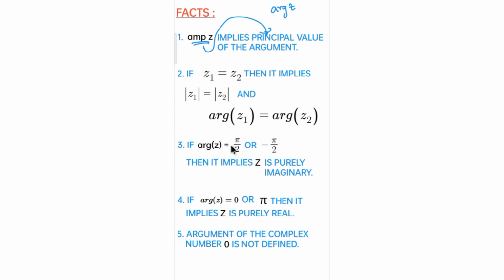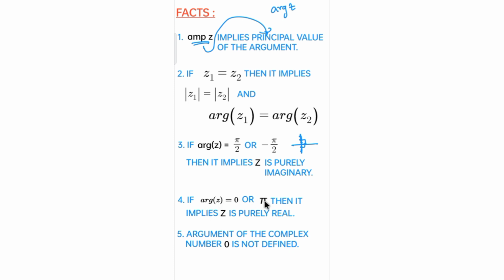Third point, if argument of z is equal to pi by 2 or minus pi by 2, fine. So the angle which the line is making with the positive x-axis is pi by 2 or minus pi by 2, then it means that z is purely imaginary, isn't it? So if we just take a coordinate axis in this way, and only the y-axis makes pi by 2 or minus pi by 2 with the positive x-axis, that means our complex number lies on this imaginary axis. Fine, only on this imaginary axis.